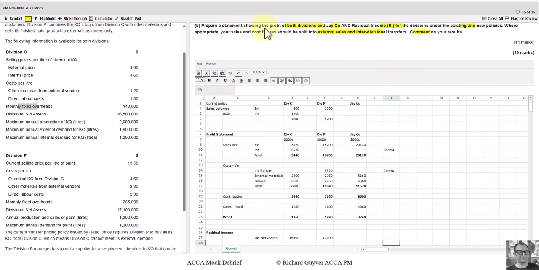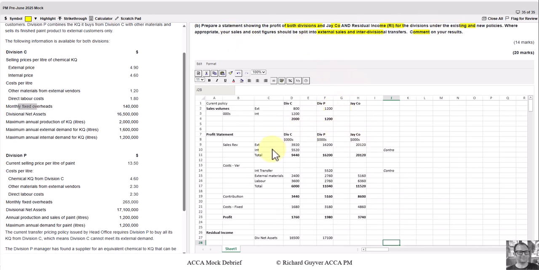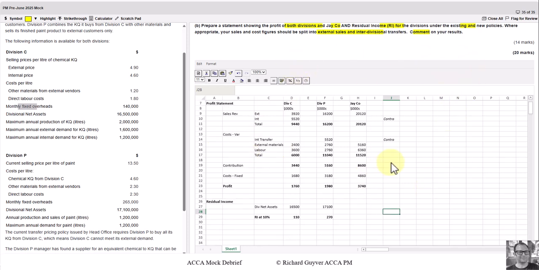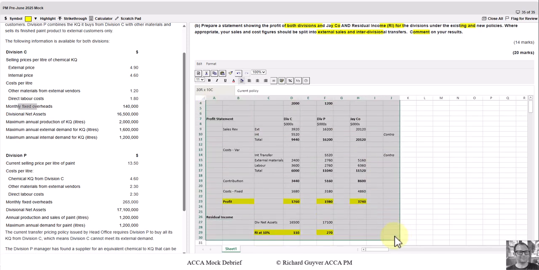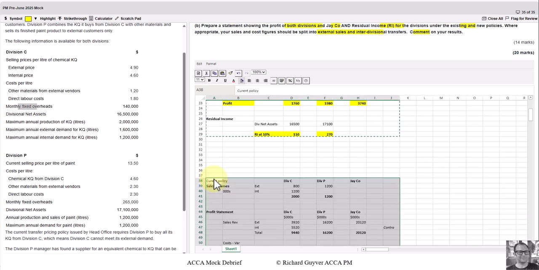So I prepared a statement showing the profit of both divisions, Division C and Division P, and JCO, and the residual income for the divisions under the existing policies. I've got my sales and cost figures split into external sales and interdivisional transfers. I haven't commented, I'll do that at the end. I want to copy and paste this, but before I do, I'm just going to highlight what I was asked for, which was a profit statement and residual income. So now I get the benefit of using the spreadsheet functionality and making sure I'd given some thought to that.